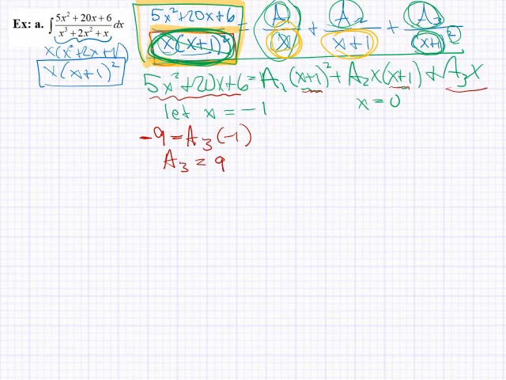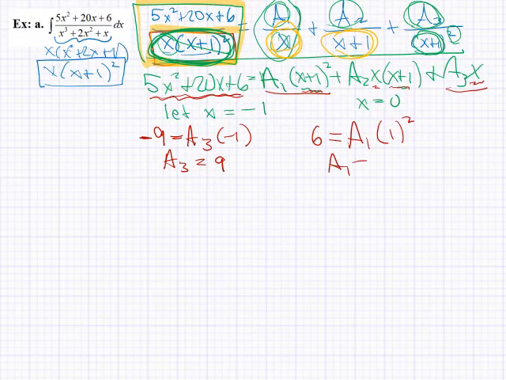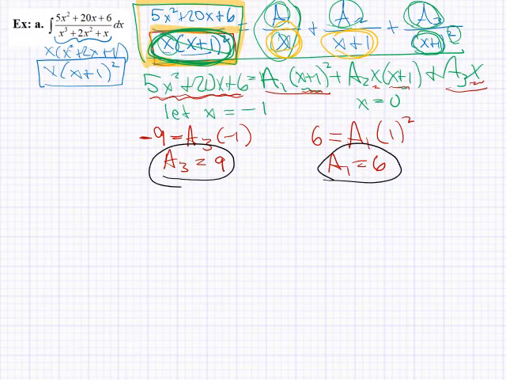Okay? Then x equals 0. Well, if x equals 0, the left-hand side becomes 6. The right-hand side, anything with the x in it, which is here and here, becomes 0. So I'm just left with the a1 term times 1 squared. So you see a1 equals 6. Okay? So I have a3, I have a1, but I still don't have a2.